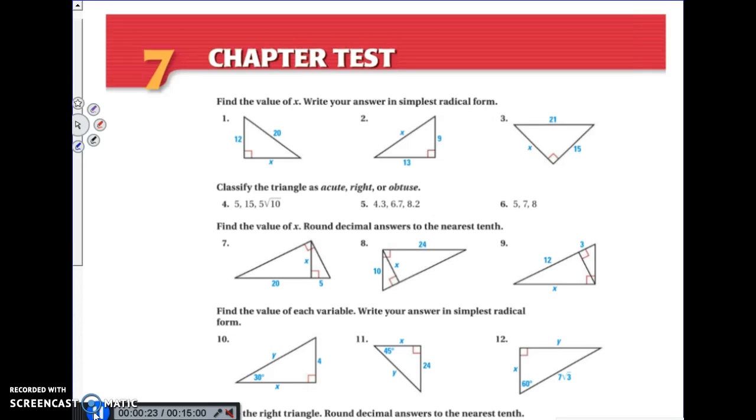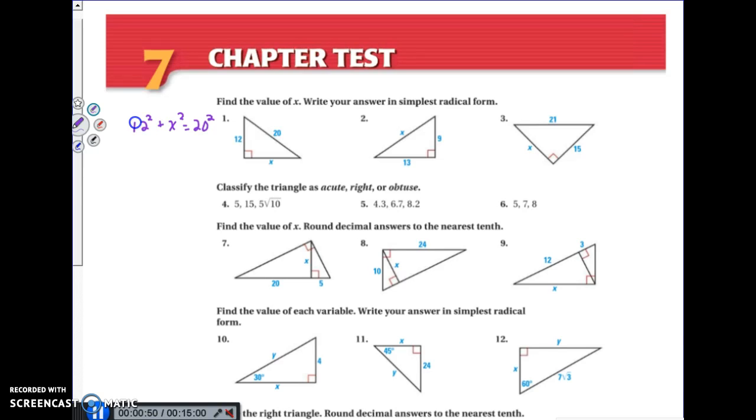So the first set of problems is just asking you to use the Pythagorean Theorem. We don't know anything about the angles yet, so we don't want to use 30, 60, 90 or 45, 45, 90 special rules. So it's just straight up Pythagorean Theorem. Number one would be 12 squared plus x squared equals 20 squared.